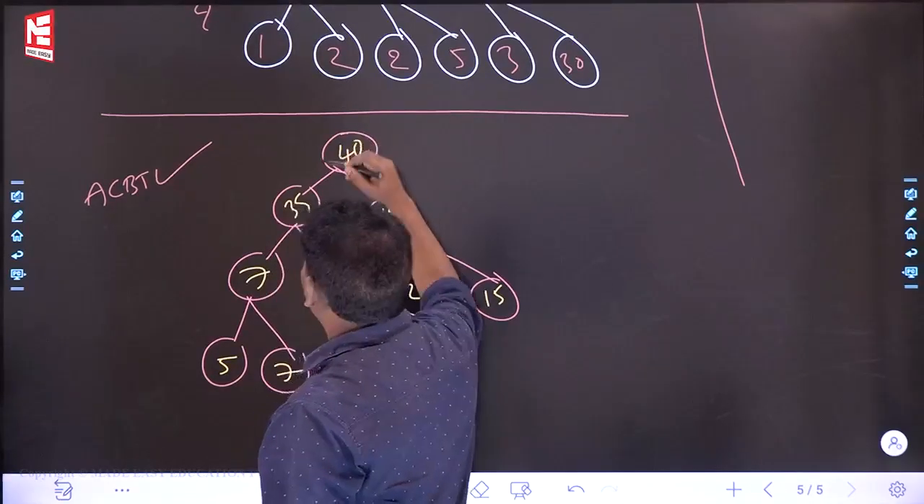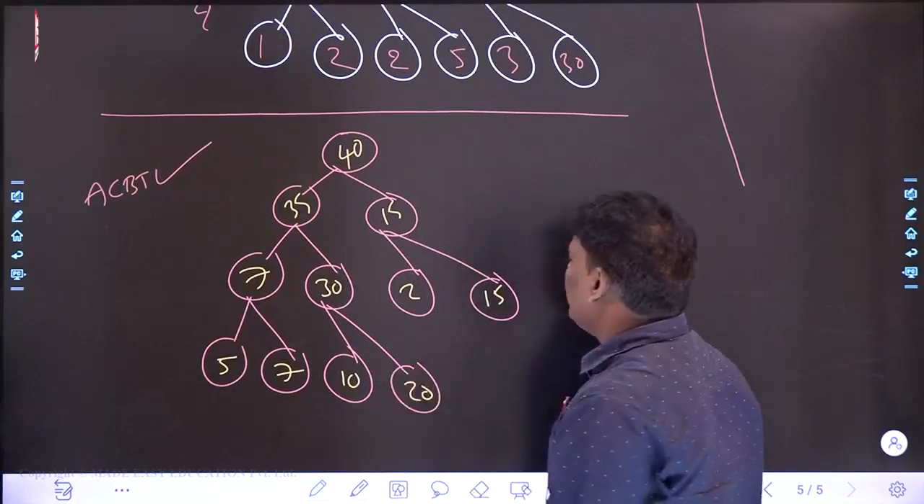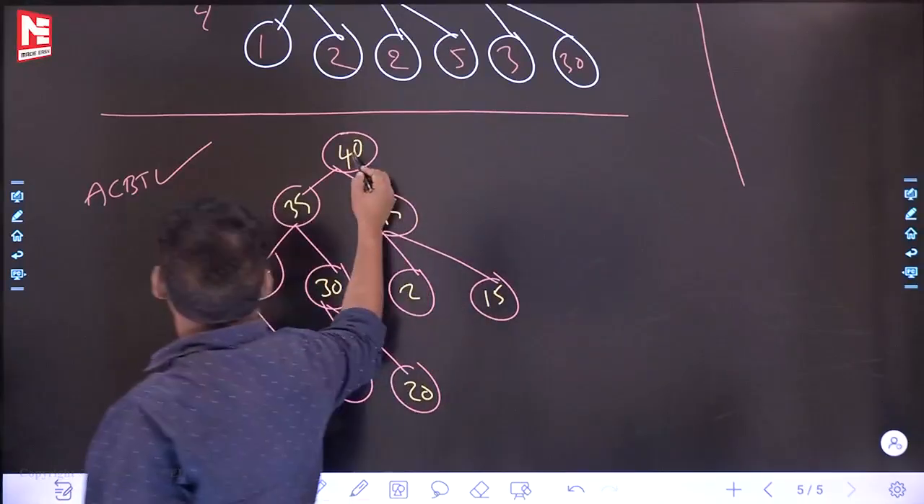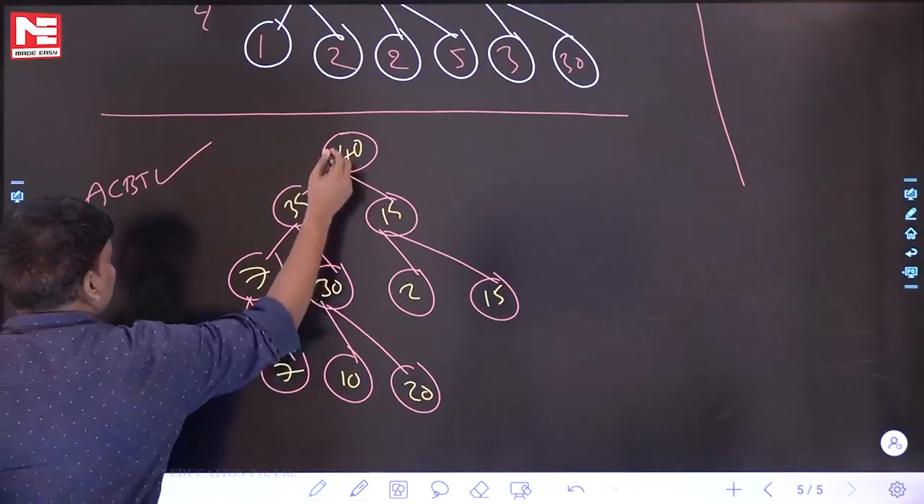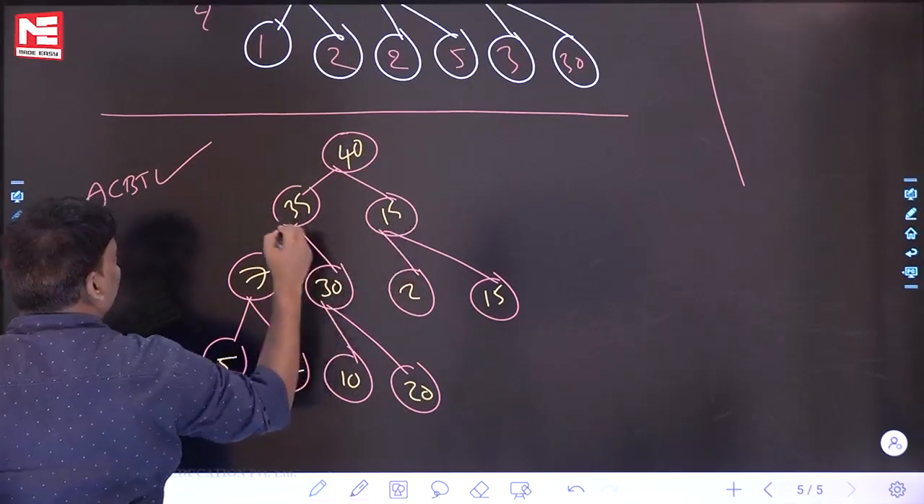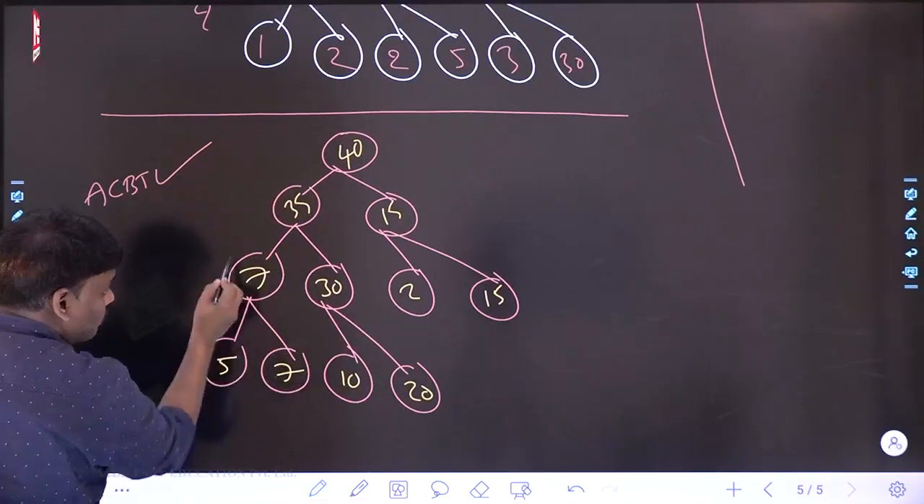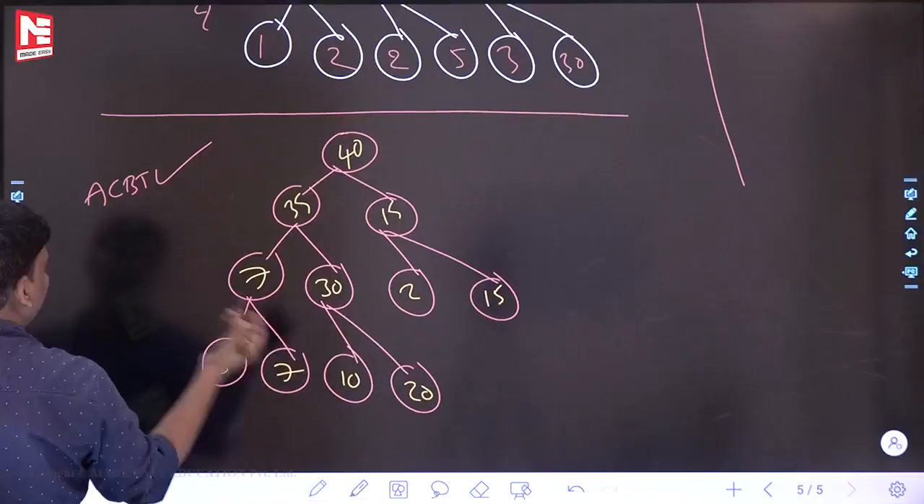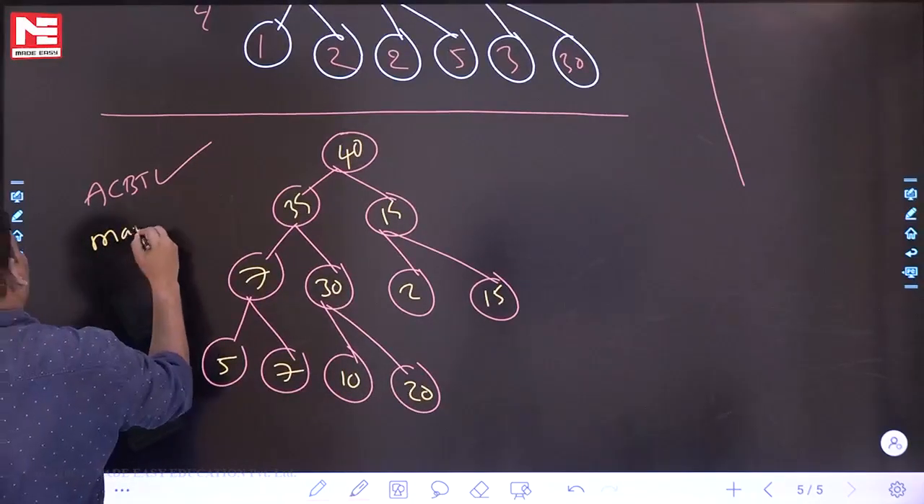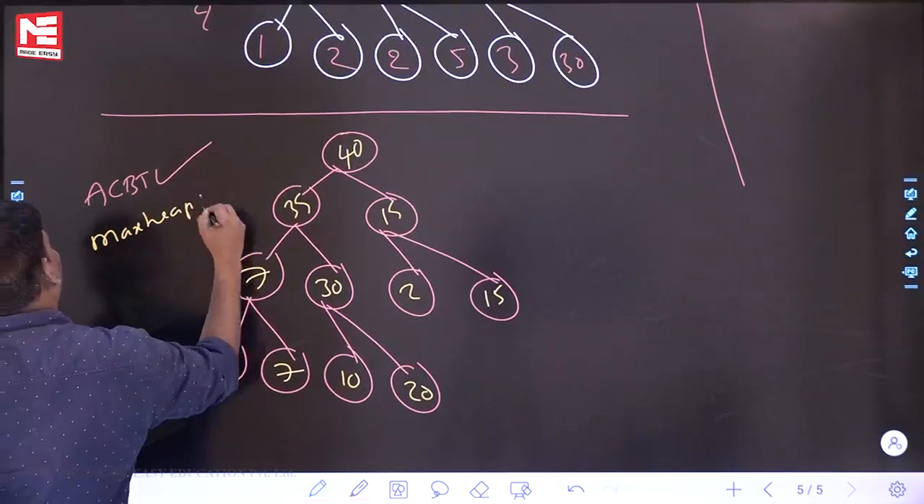Right? Maybe 40. So it is an almost complete binary tree. Everywhere the root is maximum compared with the children. See, not only maximum, equal is also okay. So it is a max heap tree also.